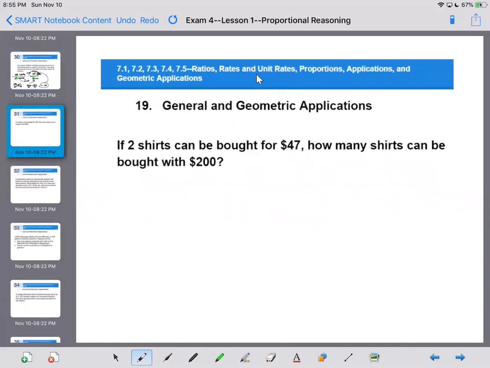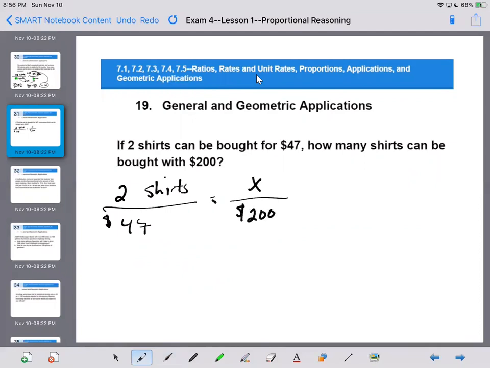2 shirts can be bought for $47, so maybe we could write 2 shirts, if I can spell shirts correctly. 2 shirts for $47. How many shirts can you buy with $200? Okay, so notice the proportion there. Now, I guess I could take 200 divided by 47. We would get an approximation. It doesn't divide very clean.